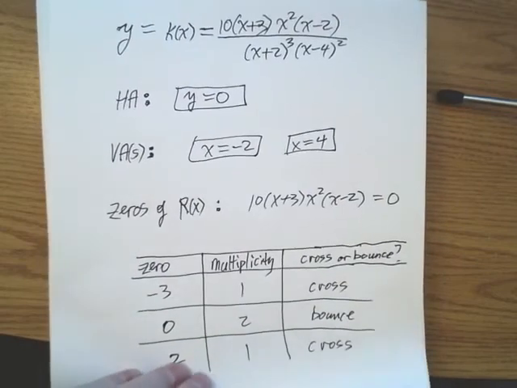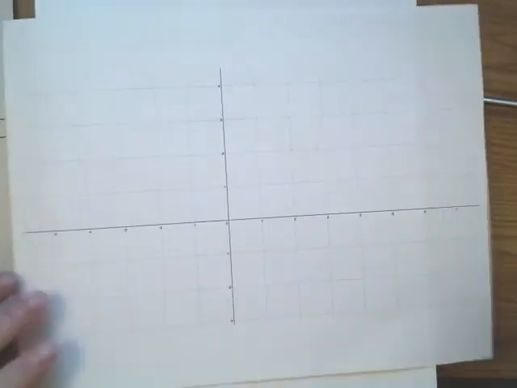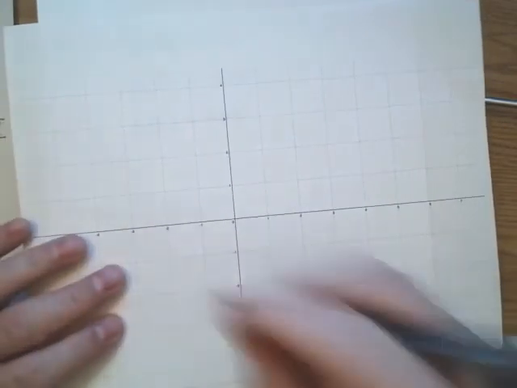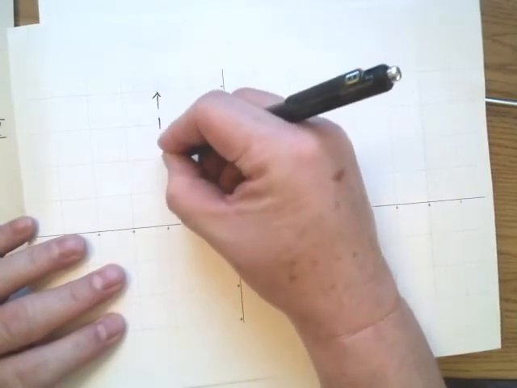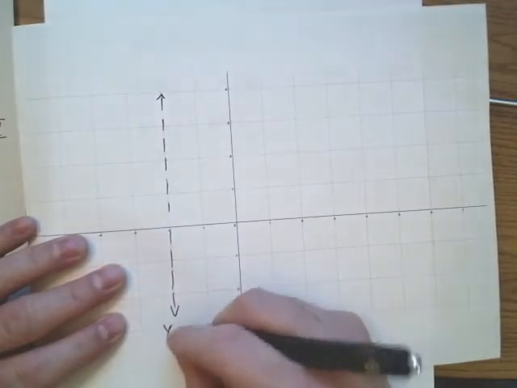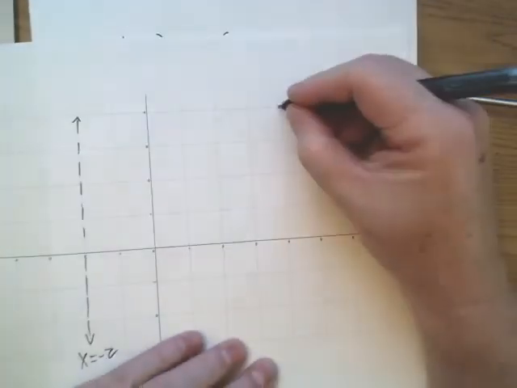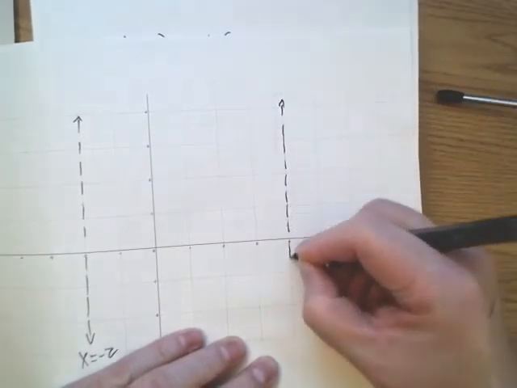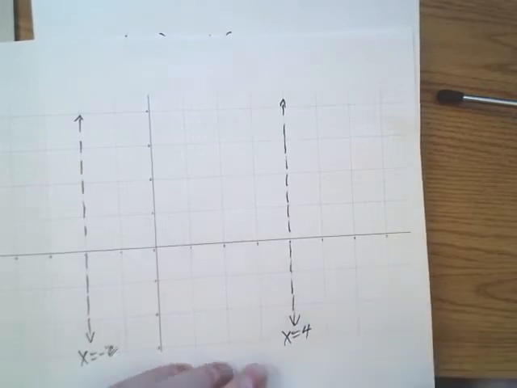Okay, so let's go ahead. Let's try to get a rough graph of the situation here. Let's put in the vertical asymptotes first. So the vertical asymptotes we said were x equals negative 2. So let's draw that in there as a dashed line and label it. And then we had x equals 4. So let's do that. Dashed line, since it's not actually part of the graph here.